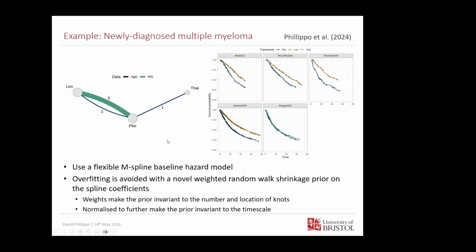And we're going to fit an M-spline baseline hazard model, so a flexible baseline hazard model using a novel random walk shrinkage prior. Essentially that means that the prior distribution penalizes for complexity. So we don't have to worry about specifying the number of knots or the location of the knots. We can just specify some reasonably large number of knots, more than we'd expect to need, and it will shrink everything down quite nicely. So we don't have to worry about overfitting the baseline hazard, essentially.